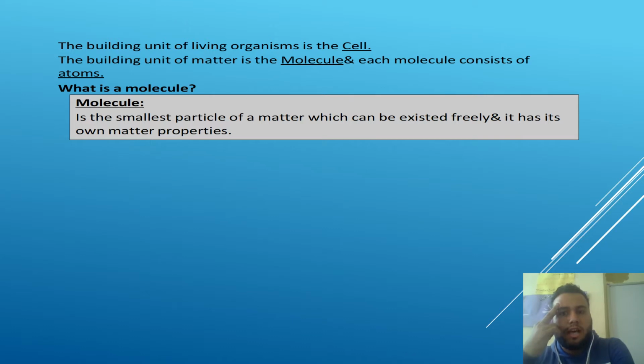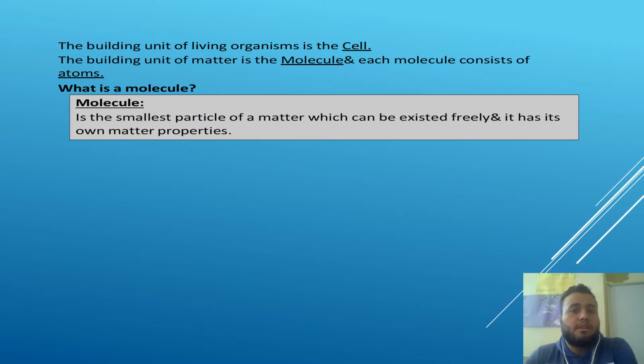It is the cell. How? Our body consists of systems, systems consist of organs, organs consist of tissues, and tissues consist of cells. So we can say that the cell is the building unit of our body, or the building unit of living organisms in general.